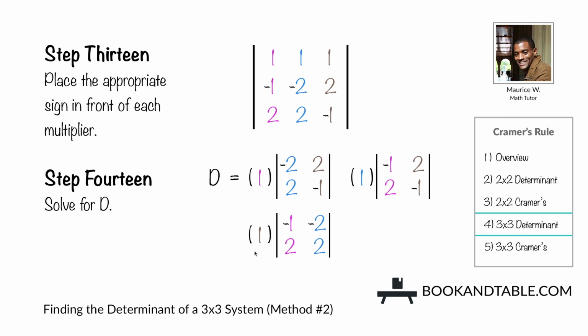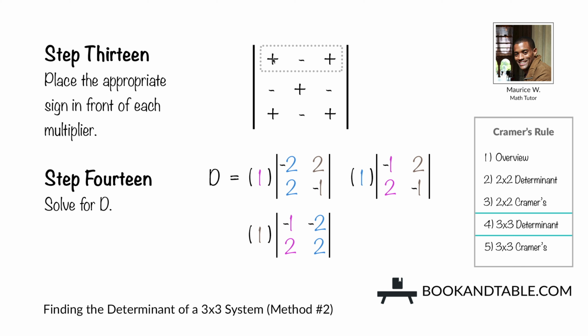So step 13, place the appropriate sign in front of each multiplier. So we want to write out a 3x3 sign box, which we can create by starting with positive sign, switching to the negative, switching back to positive, switching back to negative, so on and so forth. So you alternate between positive, negative, all the way through. And you select the row or column that you use to eliminate. So again, I'll be using row 1 each time.